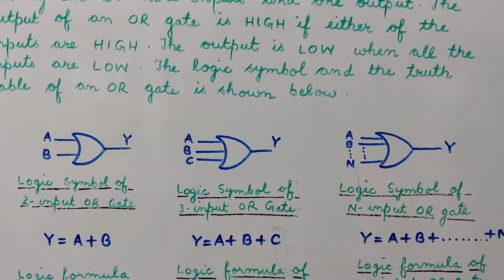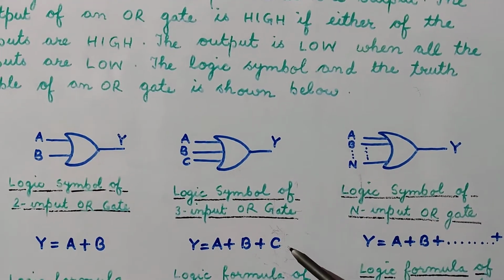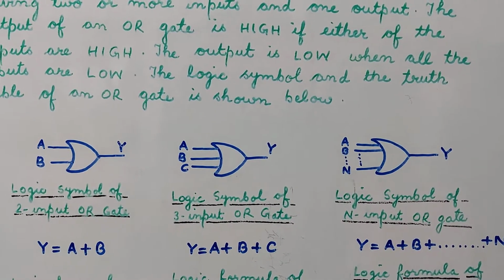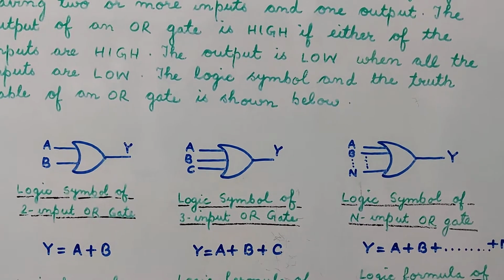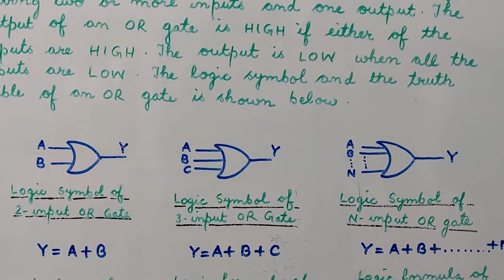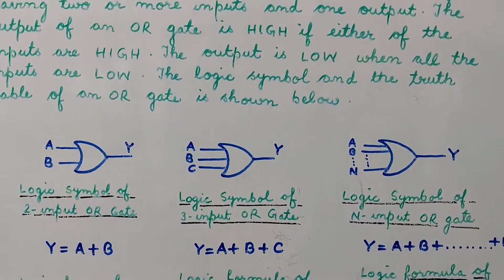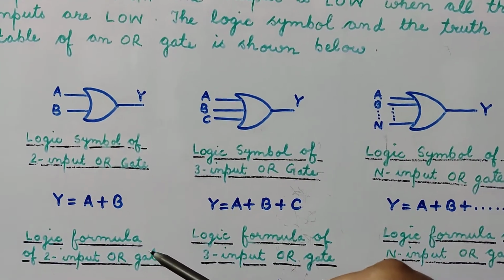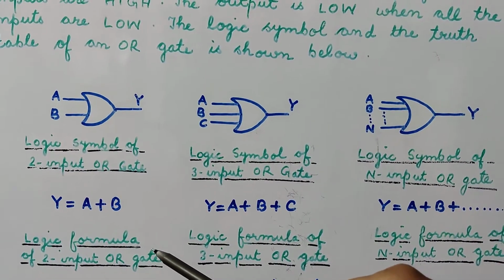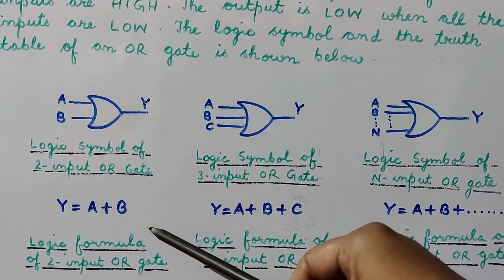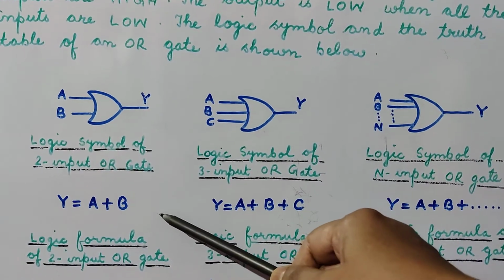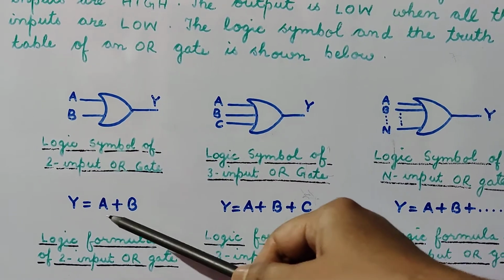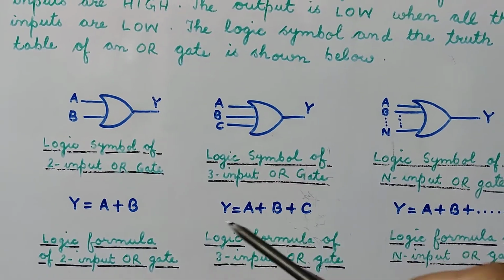Now for writing the logic formula of the OR gate, we know that the OR gate performs the OR operation, and OR operation actually means addition operation. So the logic formula of a 2 input OR gate will be A plus B. That is, an OR gate adds the inputs. So for a 2 input OR gate, the logic formula will be Y equals A plus B. That is, the output is equal to the addition of the inputs.